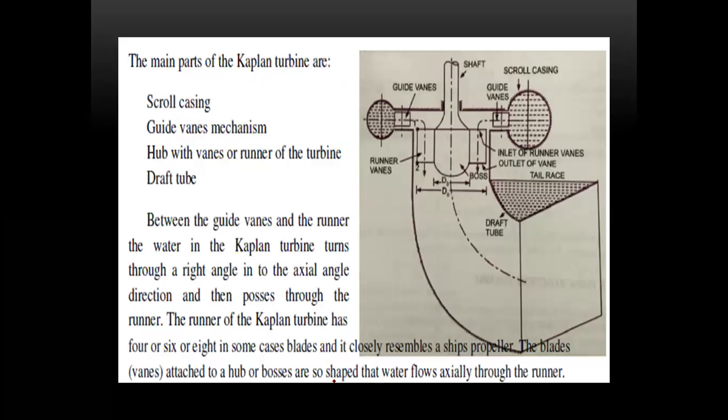Next. Now the propeller turbine is done. Now see the important parts of the Kaplan turbine: scroll casing, guide vane mechanism, hub, draft tube.